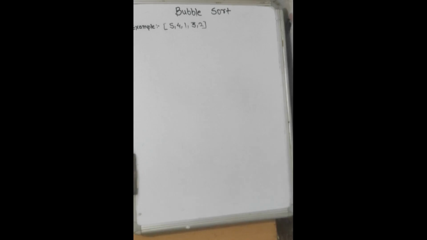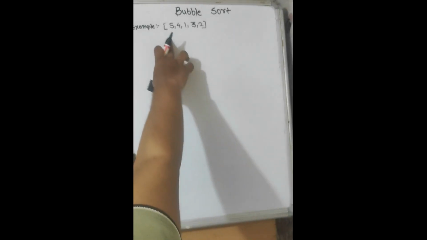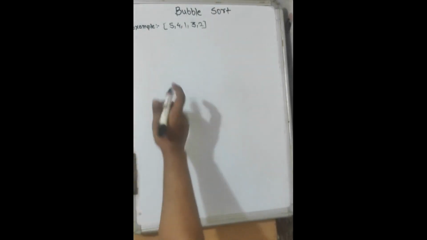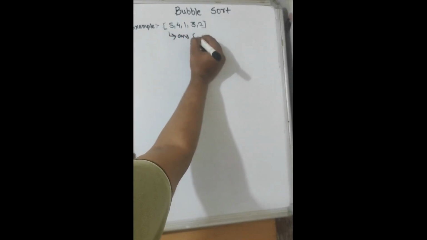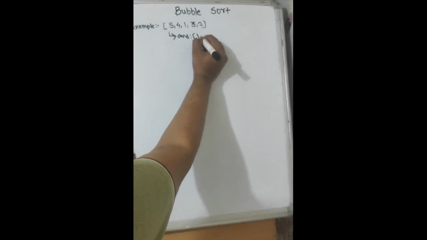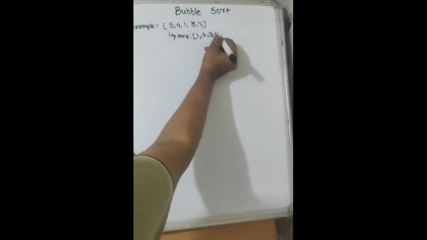Let's do bubble sort. Here for example, we have 5, 4, 1, 3, 2, which we will convert into an unsorted array as 1, 2, 3, 4 and 5.